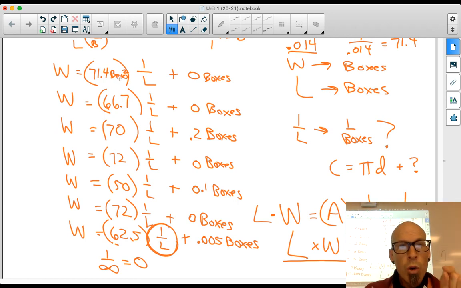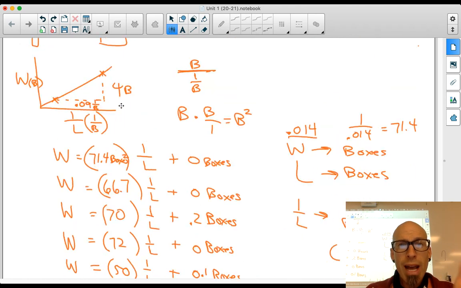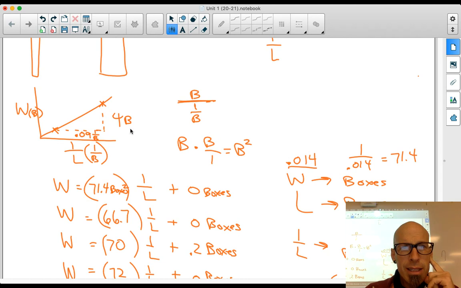Anyway, nobody had units of measure on this because they weren't sure what to do with it. Well, here's what happened. Your rise is in boxes. Your run is now in not boxes, but 1 over boxes. So your rise over your run is boxes over 1 over boxes. And when you divide boxes by 1 over boxes, you have to multiply by the reciprocal: boxes times boxes over 1, which is now boxes squared.